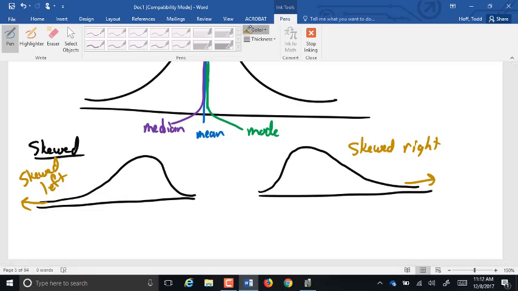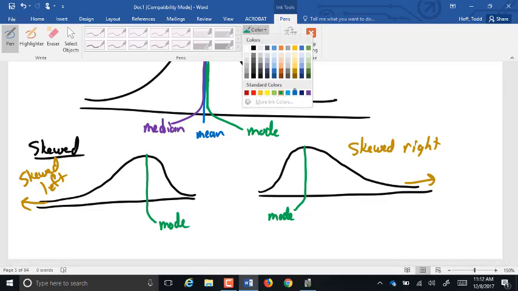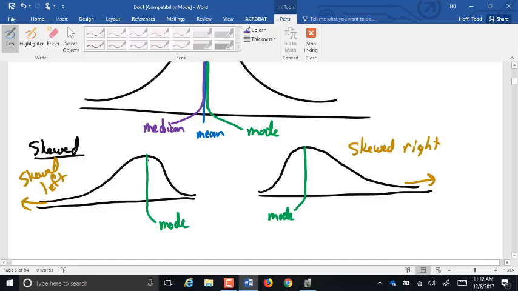If I look at these data sets, the highest point on that curve should be the mode. Depending on how much it's skewed, the median will be slightly away from the mode in the direction of the skew. So the median, if it's skewed left, will be slightly to the left of the mode. If it's skewed right, slightly to the right. Now, to the left of the mode means it's a little bit smaller than the mode. To the right of the mode means it's a little bit larger than the mode.